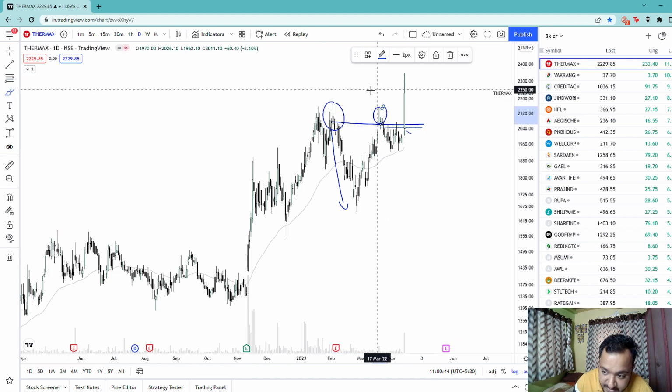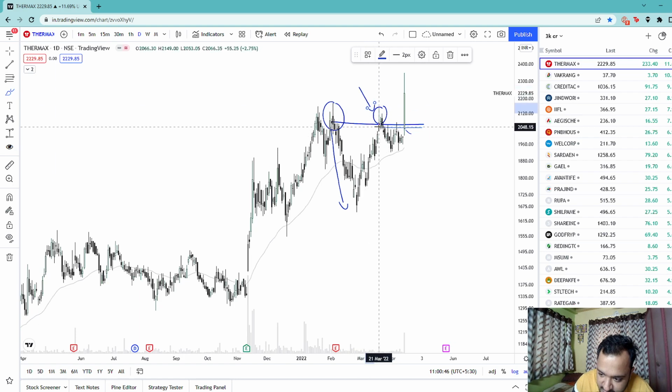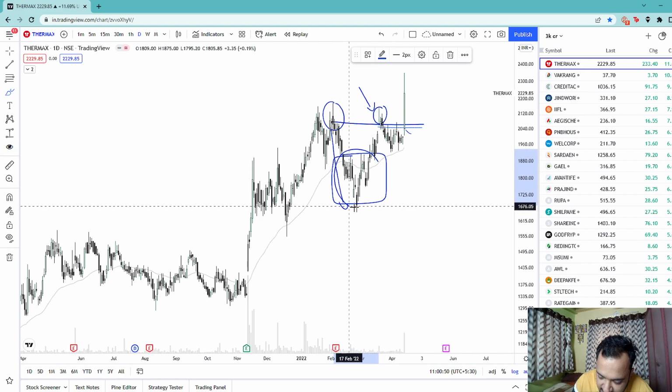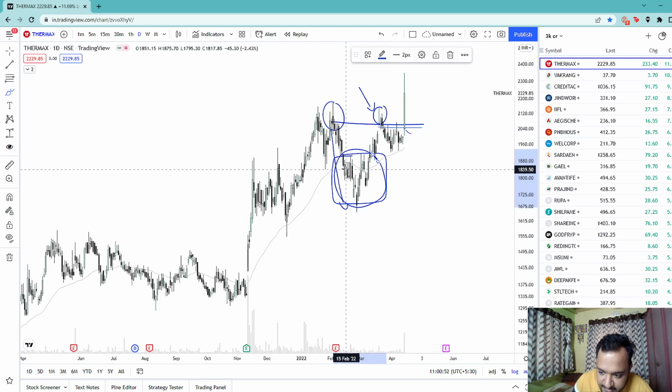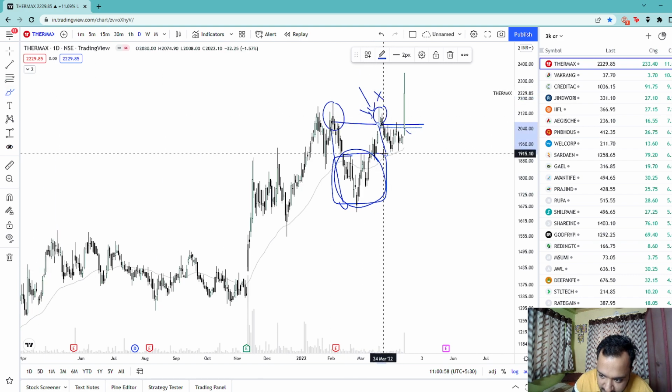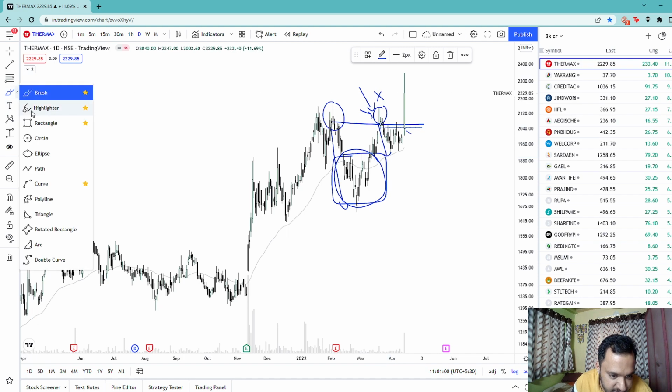Now see, when the supply is being tested here, the stock is already very far from the low of the base, right? This is the actual area where the accumulation happened. You see all the sideways movement. So now we are very far. So we are not buying in this area. We're letting the stock pull back to some previous demand zones.